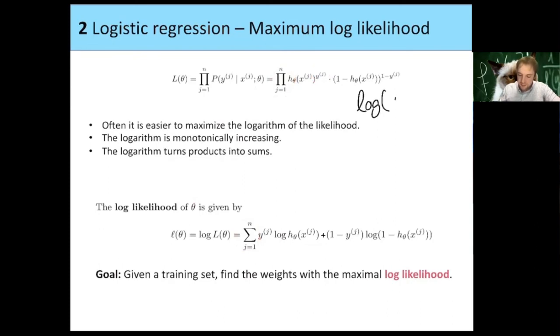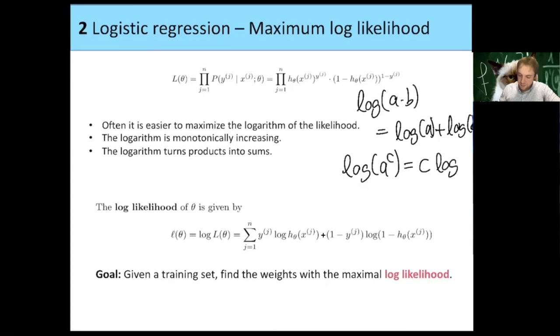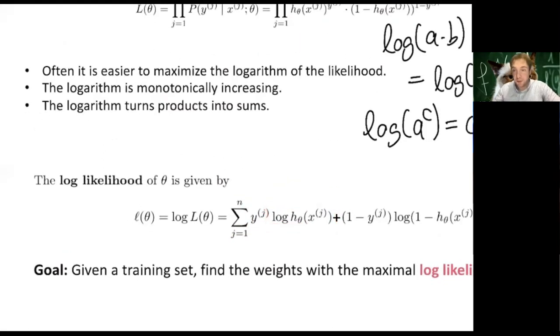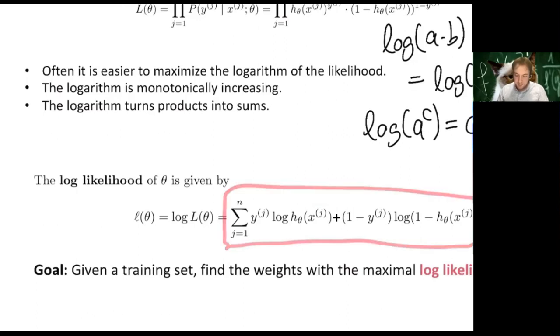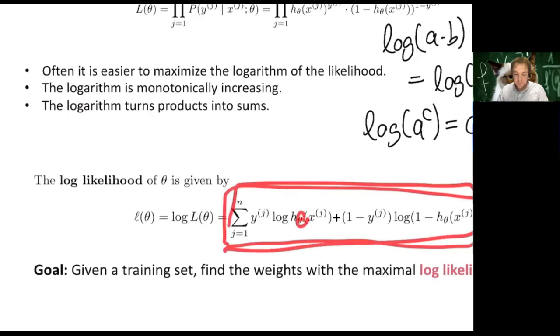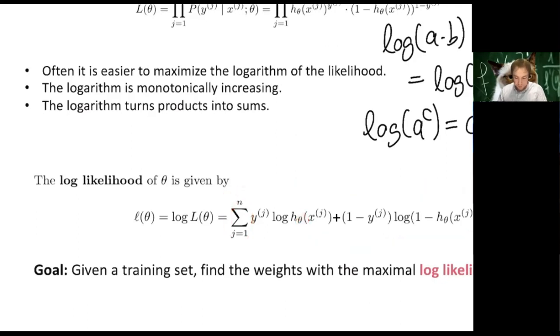These are the rules from school: if I have a power here, then this is just the exponent c times the log. Therefore, if you apply the logarithm here, you get a sum, and these exponents become factors. And here we just have the logarithm of our hypothesis. So the goal will be to maximize the log likelihood, meaning we want to find theta such that this sum over all training examples is big.